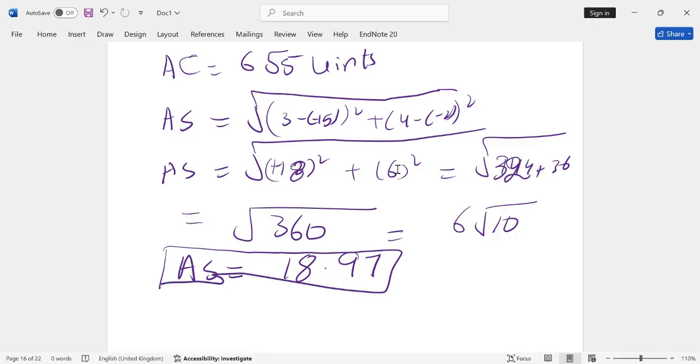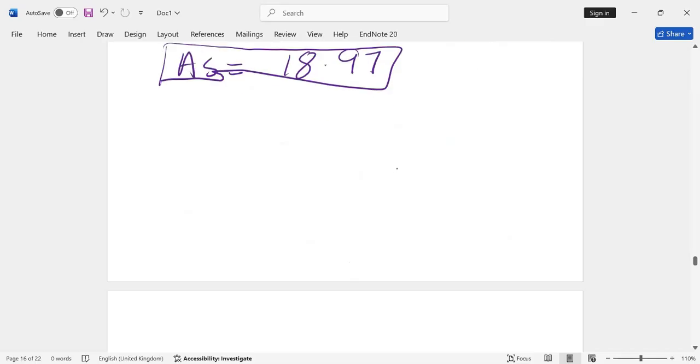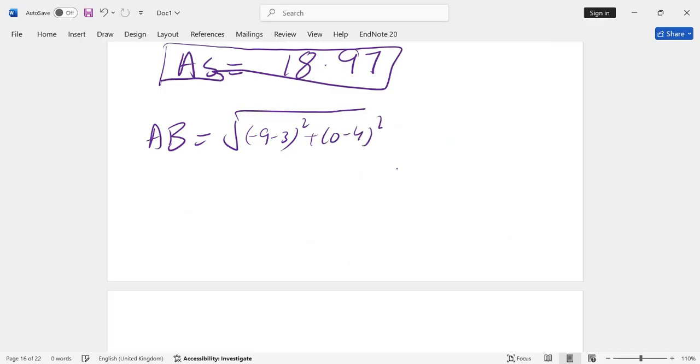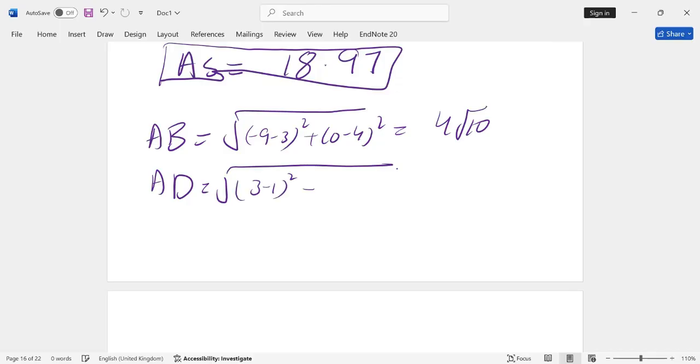Now we have to calculate the distance AB. In the same way, AB equals the square root of (minus 9 minus 3) whole square plus (0 minus 4) whole square, which equals 4 square root of 10. And then we calculate AD, which is the square root of (3 minus 1) squared plus (4 minus 0) whole square, which equals 2 square root of 5.